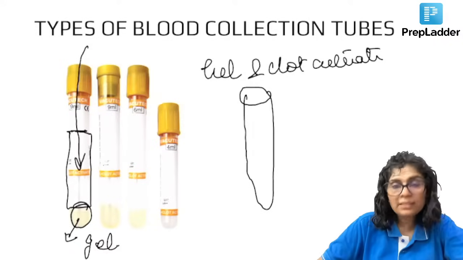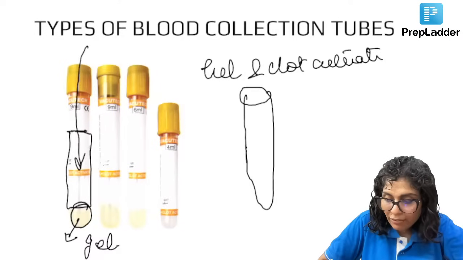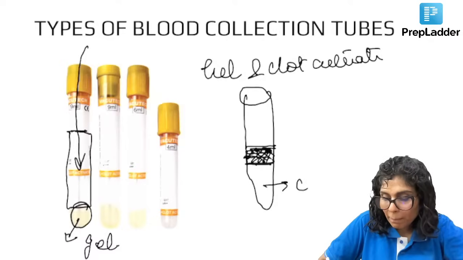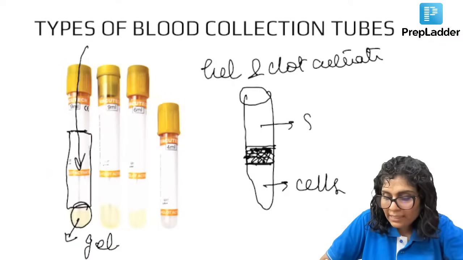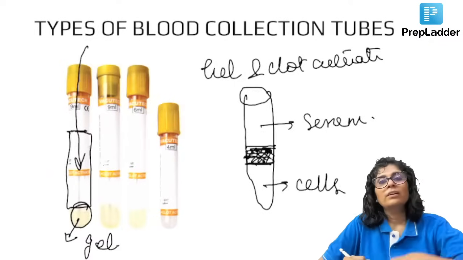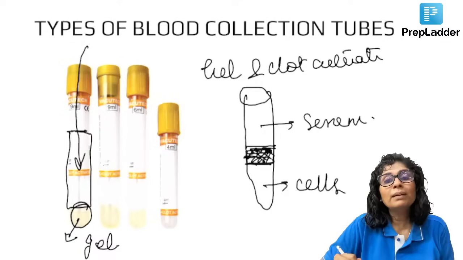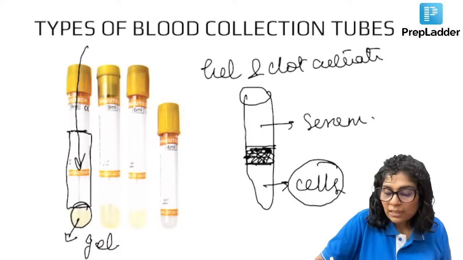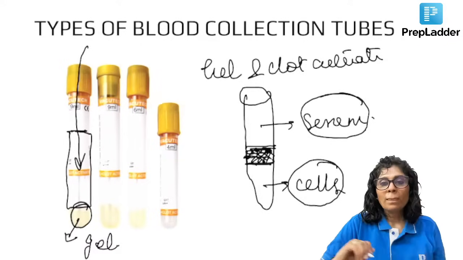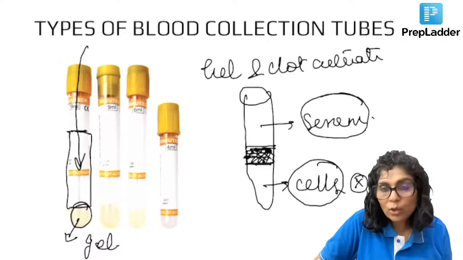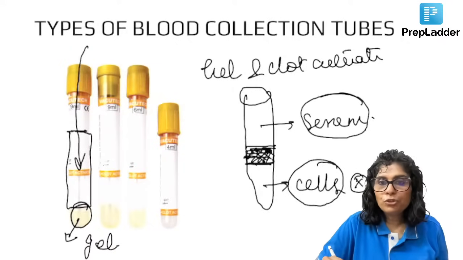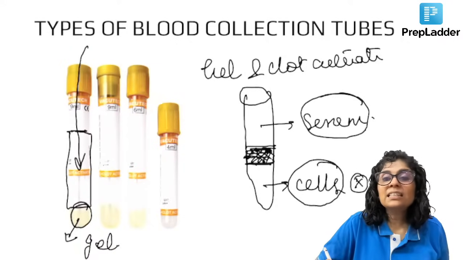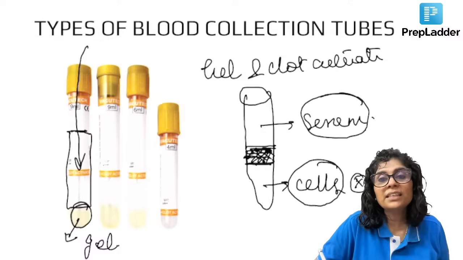Because of differences in sedimentation coefficient, after sample collection, when you centrifuge, the gel will come up and it acts like a mechanical barrier between cells in the bottom and serum on the top. Do you understand this? Between cells in the bottom and serum on the top. So that anything which happens in the cell layer does not affect the serum. Because in due course, cells undergo lysis. Right? In due course, cells undergo lysis. Intracellular fluid will contaminate the serum.